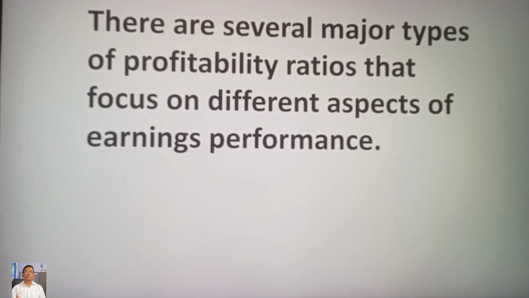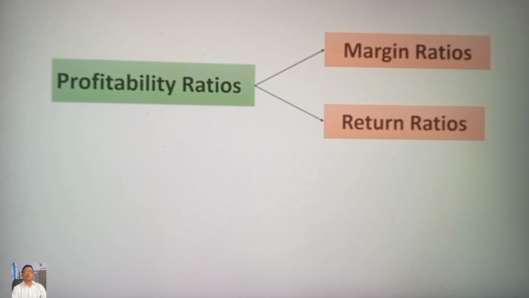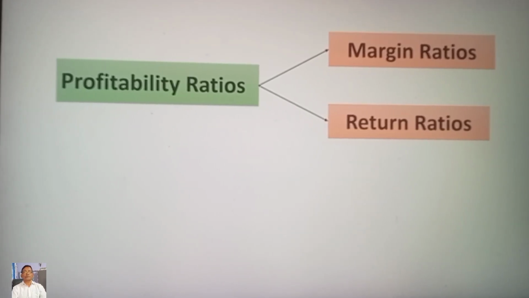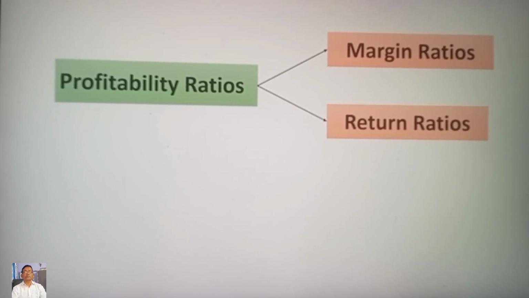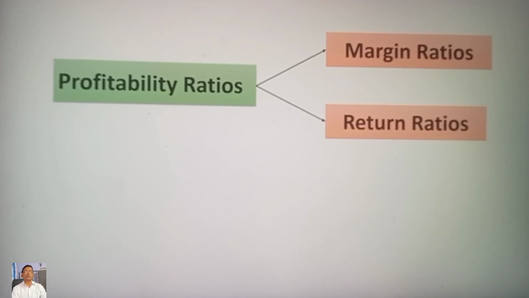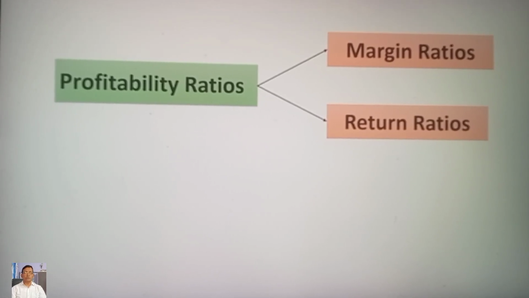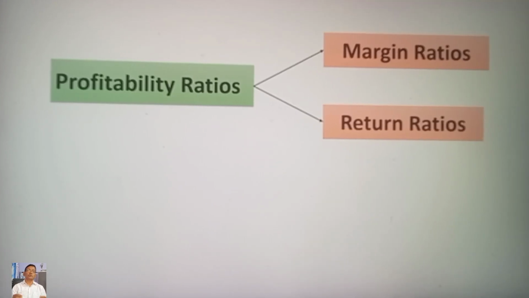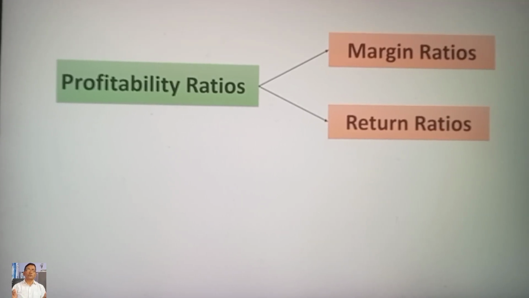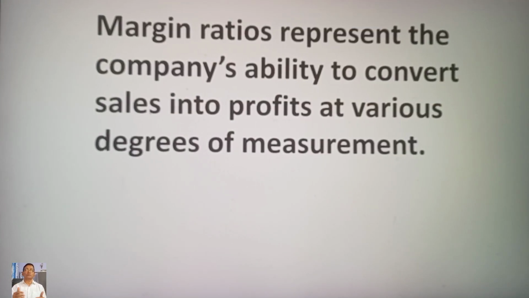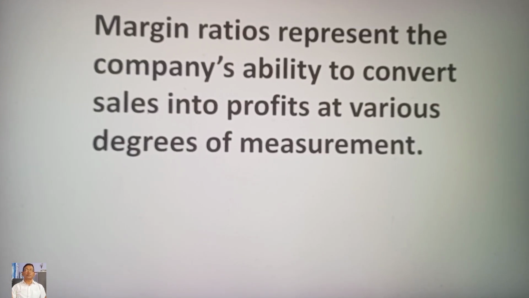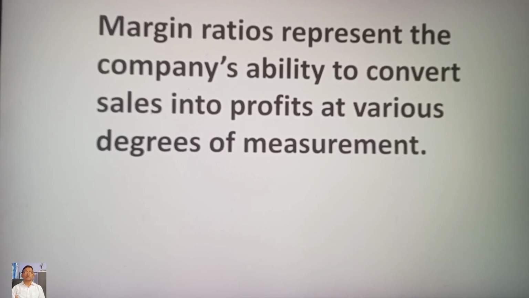Now, let us see the types of profitability ratios. Types of profitability ratios are: first, margin ratios, which are profitability versus sales. Second, return ratios, which are profitability versus capital base. We will discuss margin ratios here. Margin ratios represent the company's ability to convert sales into profit at various degrees of measurement.